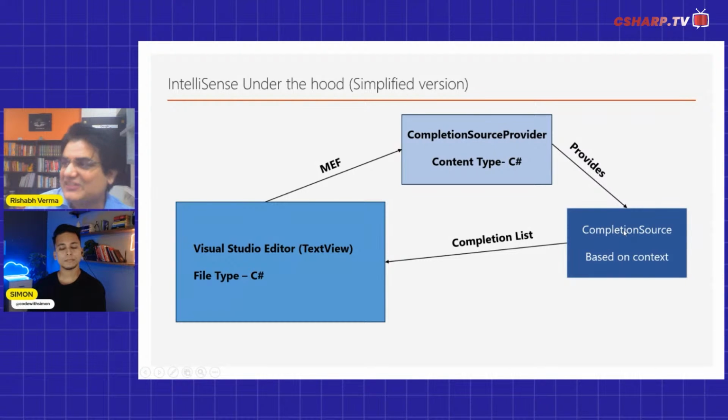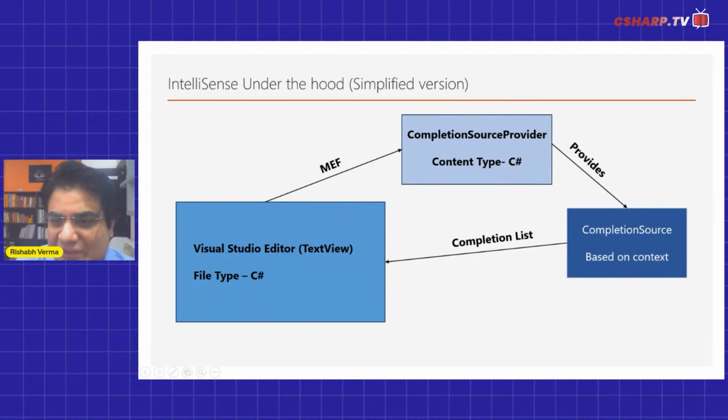Now, these completion sources are aware of the context. They know whether for the given context, they have a suggestion available or not. If they have a suggestion available, they will provide a suggestion list or a completion list. If not, then they will just say, I don't have any completion for this. So that's how everything ties up. The editor will resolve a completion source provider by means of MEF, which will then provide a completion source. The completion source would know based on the context whether it has a completion list or not. So this is essentially what we are going to develop in the next 10 minutes or so.